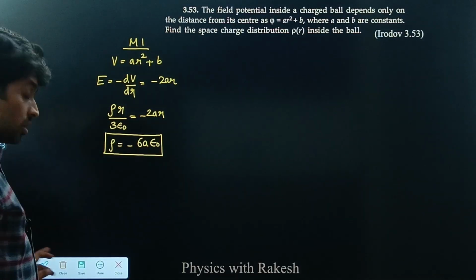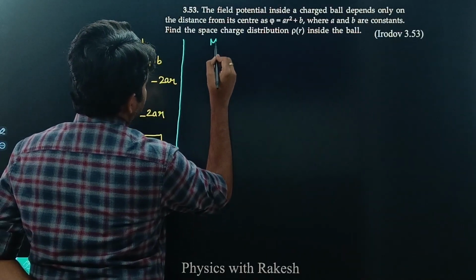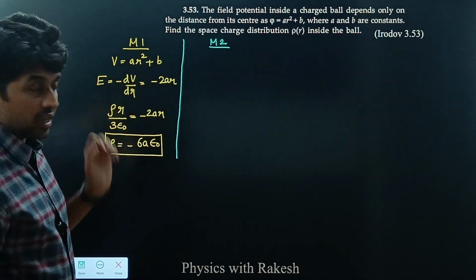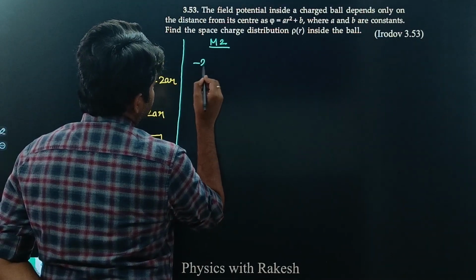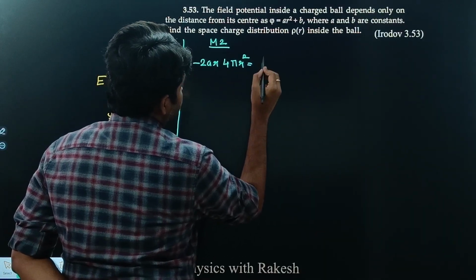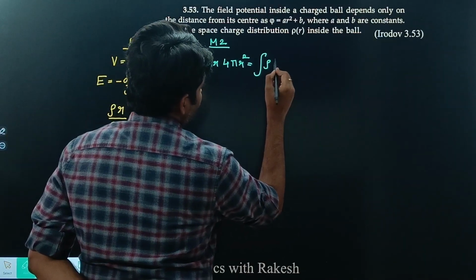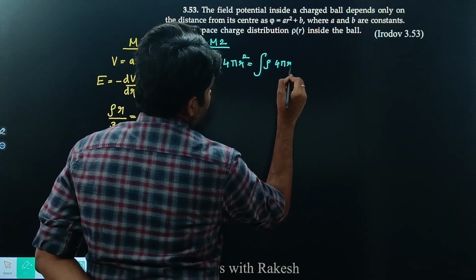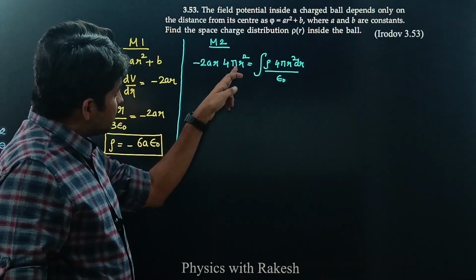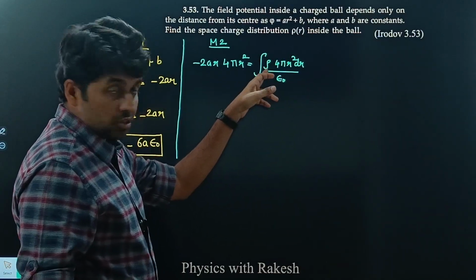Let us move on to the method 2. Okay, method 2, similar to this, you get E equal to minus 2AR, and after that you write Gauss law, minus 2AR into 4 pi R square equal to integral the charge enclosed. Charge enclosed is the rho as a function of R into 4 pi R square dr divided by epsilon. Now we can see that this side, there is R cube, and R square dr will give us R cube by 3, which means rho must be a constant.